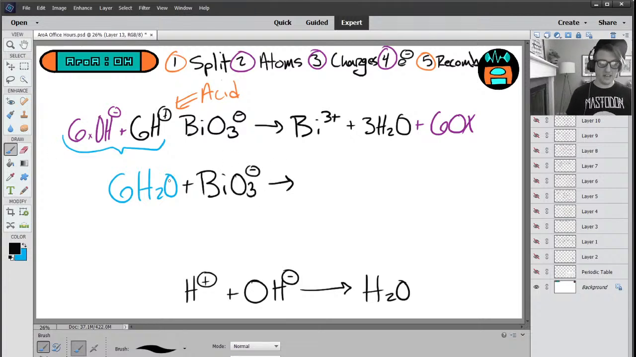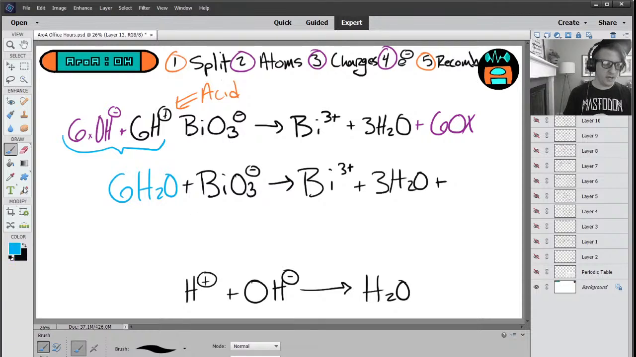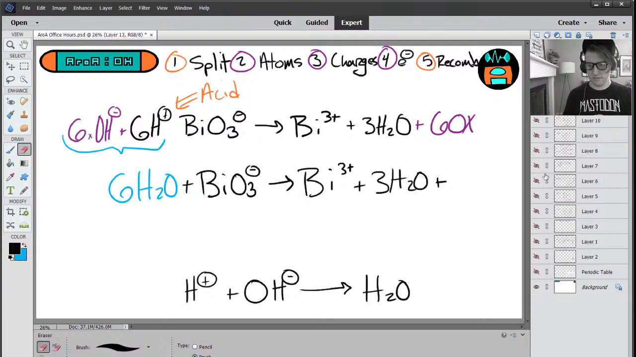When we rewrite it, then we have 6 molecules of water plus BiO3 minus becomes Bi3 plus, excuse me, 3H2O plus, sorry, I have no idea why I wrote an X here.